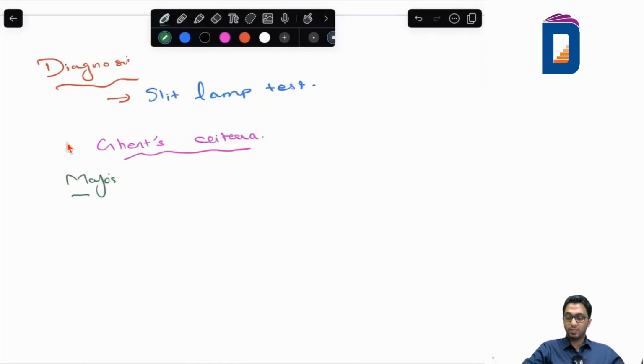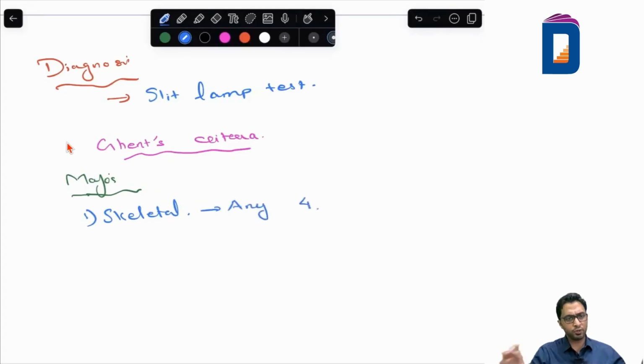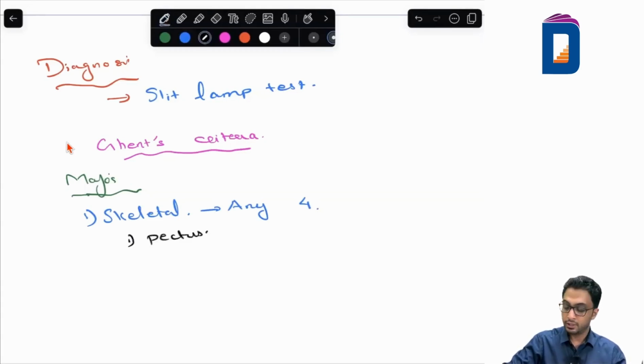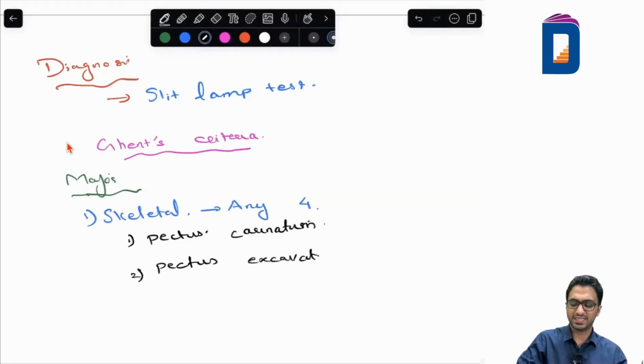Those are the major criteria. One of the major lesions is skeletal abnormalities, and the patient is very tall. Any four skeletal abnormalities, please note, whatever it is, long fingers, arachnodactyly. But two terms you should be aware of are pectus carinatum and pectus, a little complicated, excavatum. So what is excavatum?